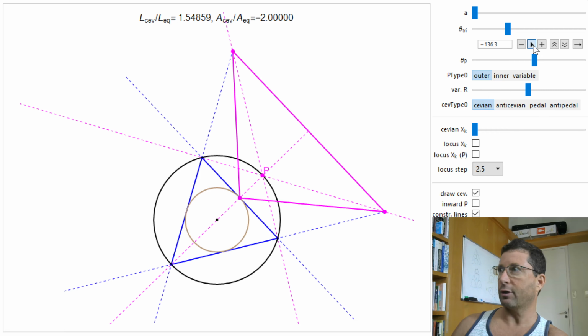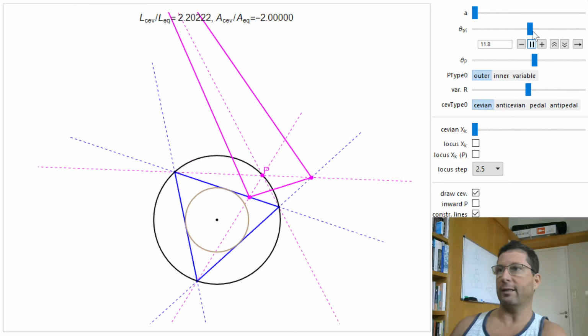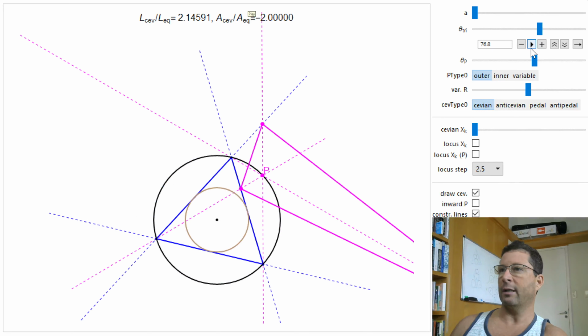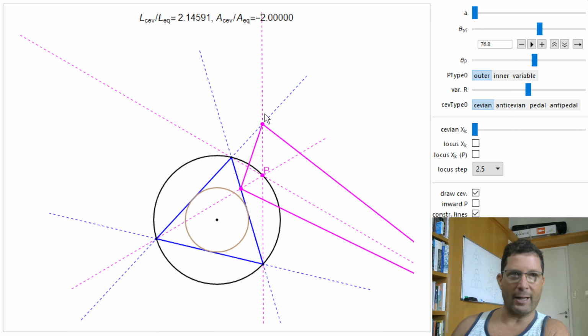So this is a construction of the cevian, and I have a dynamic family of cevians. And notice that this is well known. Since P is on the circumcircle of this reference triangle, the area of the cevian is twice the area of my reference, and in this case they have different vertex chirality, so one area is positive and the other one is negative. That's why you're seeing -2 there.